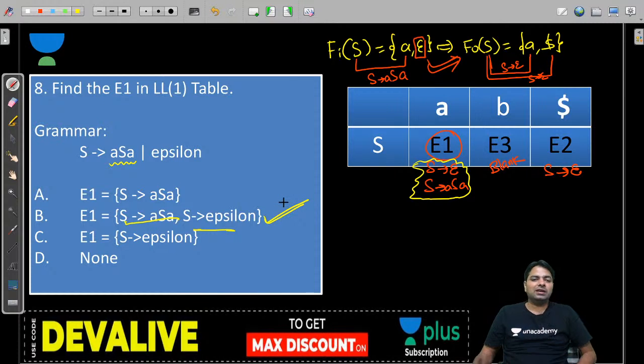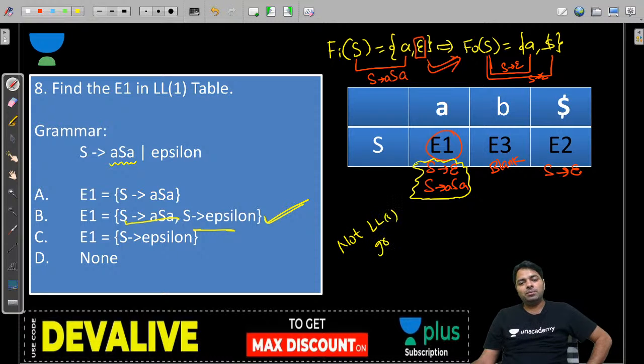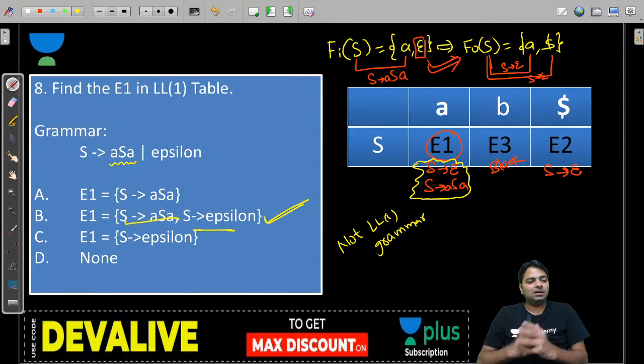Yeah, it is not LL1. If anybody asks, is this grammar LL1? Yes, you have to answer it is not LL1 grammar, because when I am proceeding with the construction of the LL1 table, you have seen more than one production in the same cell. That makes it not LL1. Yes, but we tried to build the LL1 table, and we failed to understand the grammar.